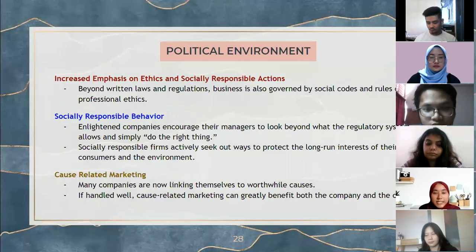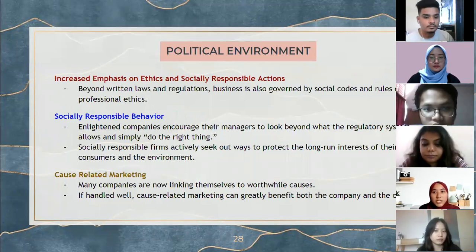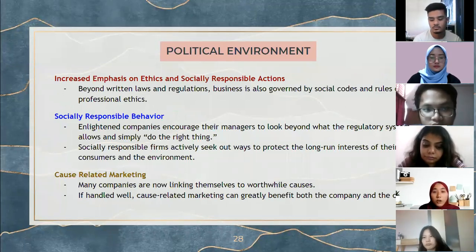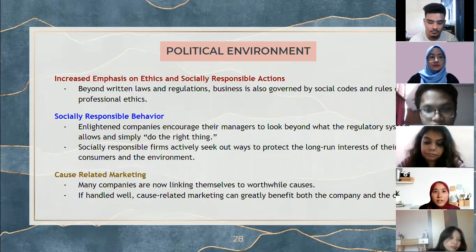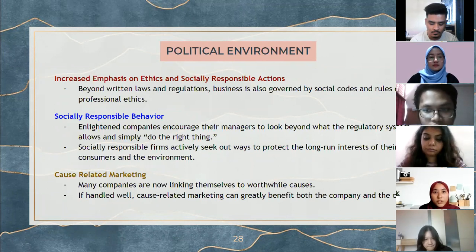So next is increased emphasis on ethics and socially responsible actions. Beyond written law and regulation, business is also governed by social codes and rules of professional ethics. Socially responsible behavior is enlightened. Companies encourage their managers to look beyond what the regulatory system allows and simply do the right thing. The socially responsible firm actively seeks out ways to protect the long-run interests of its consumers and the environment.